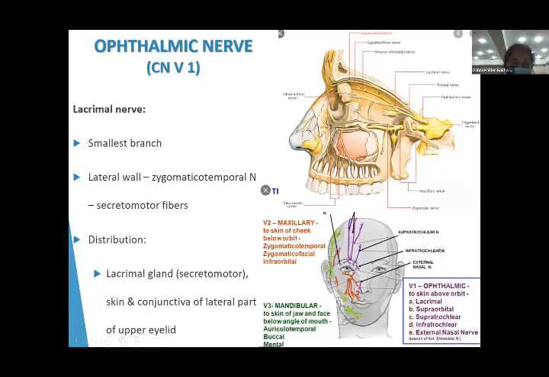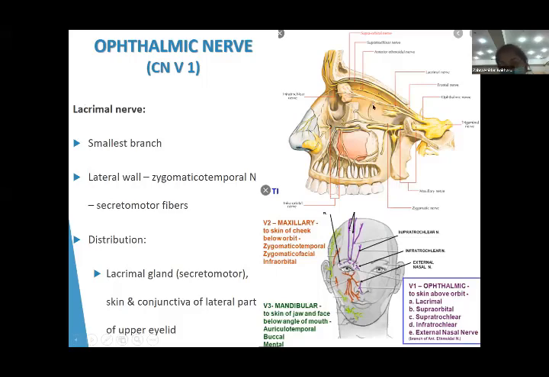ठीक है जी। अच्छा जी, this happens to be the smallest branch of the trigeminal nerve, the first and the smallest branch, runs along the lateral wall of the orbit. मैं अब इसकी बात कर रही हूँ, lacrimal nerve. So I'm talking about the lacrimal nerve. This is the smallest branch. Lacrimal से आपको अंदाजा हो गया होगा, it is for the supply of the lacrimal gland. So this lacrimal nerve runs along the lateral wall of the orbit.